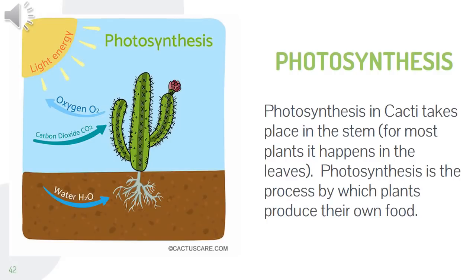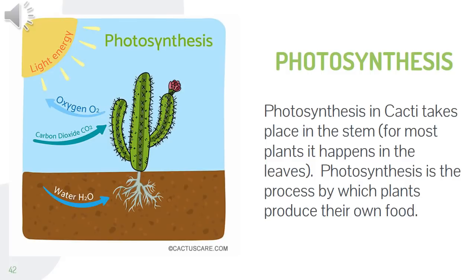The last adaptation that I want to discuss that's specific to the desert would be their photosynthesis. And photosynthesis itself is true for all plants because all plants are producers. But cacti don't actually have leaves. So photosynthesis in cacti takes place in the stem.